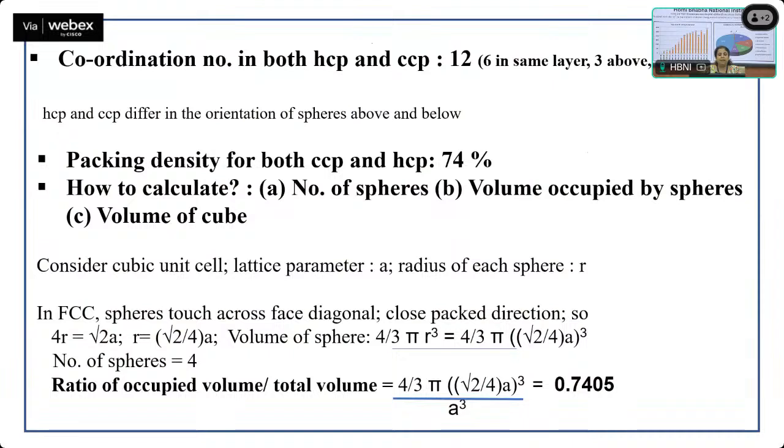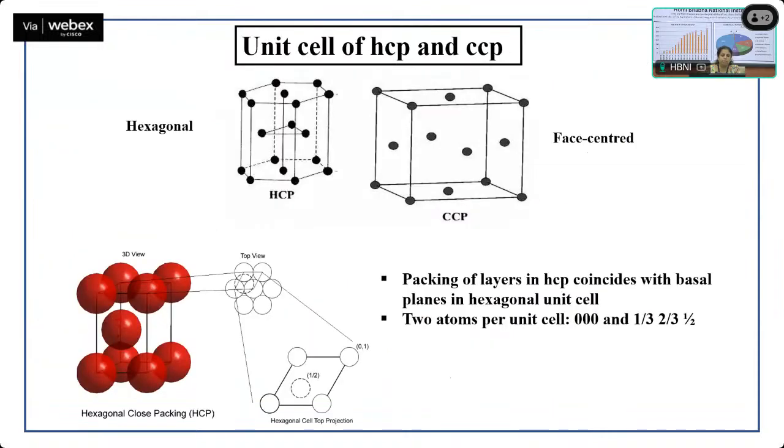Okay. If I want to calculate the packing density for both these: if you are having equal size spheres and you are trying to pack them in either cubic close packing or hexagonal close packing, you will be able to occupy 74% of the space. So how can we calculate it? I'll come back to this slide once we have talked a little more about these two kinds of packing.